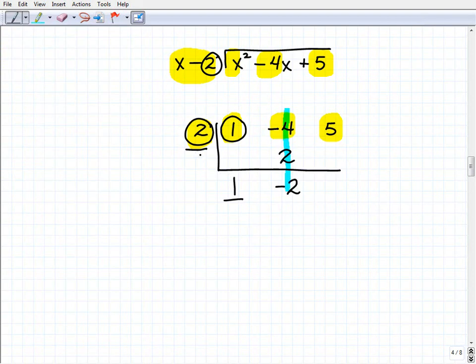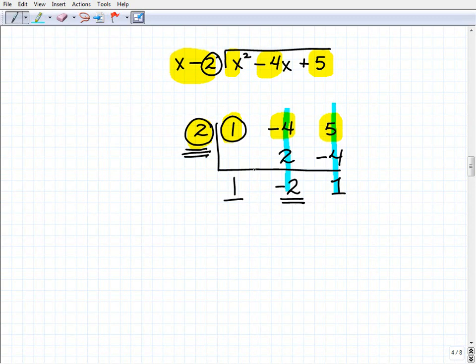Okay, and now we're going to repeat the same thing. So we're going to go 2, this 2 right here, times negative 2 is what? 2 times negative 2 is negative 4. We write it in the next column, and then we add down. So we get 5 plus negative 4, and that is 1. And now we're done. So what does this answer mean?